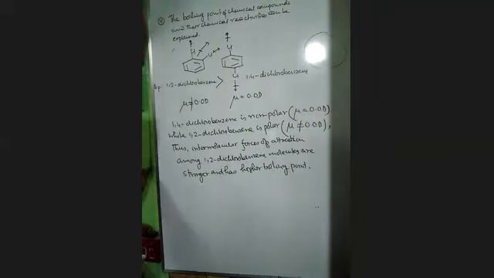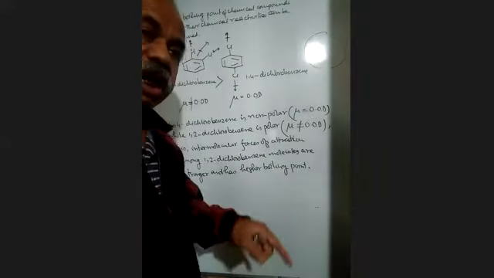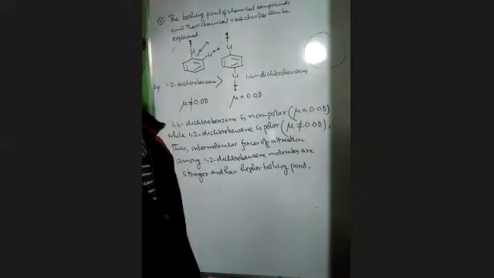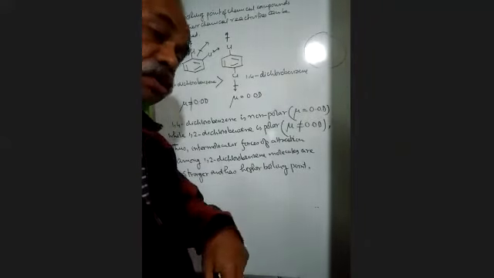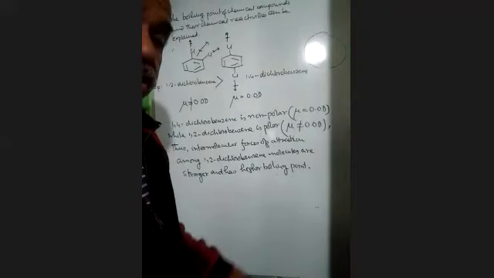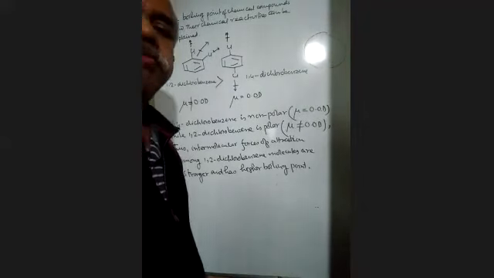We have discussed till now the ionic character of a covalent bond or covalent molecule. Now we are going to discuss the opposite: covalent character of ionic compounds.